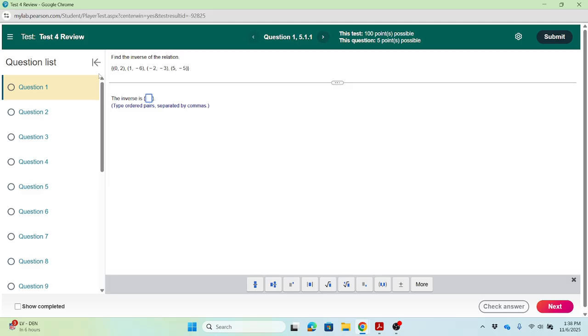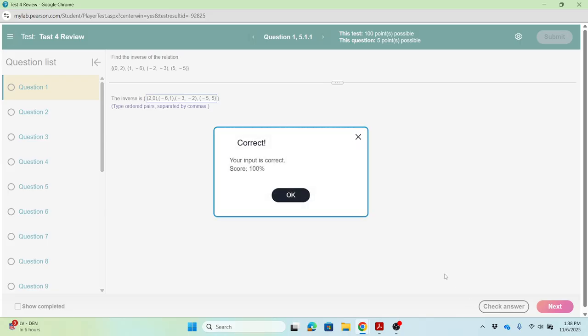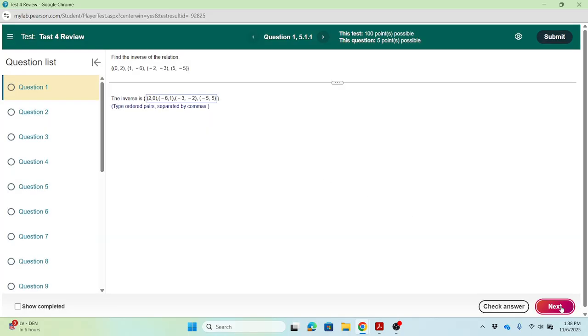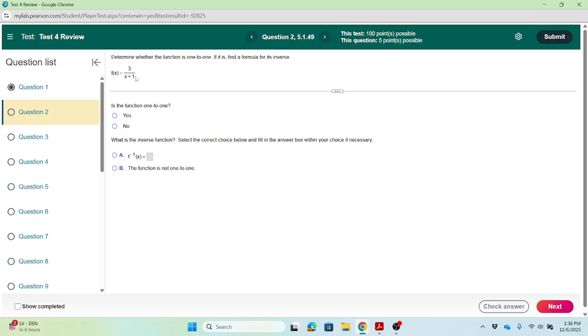So here, as you can see, the first one has 0 comma 2. That becomes 2 comma 0. So parentheses 2 comma 0 comma, second one has 1 comma negative 6. That becomes negative 6 comma 1. And then third one, negative 3 comma negative 2. Fourth one, negative 5 comma positive 5. So we're switching x and y coordinates from the relation.